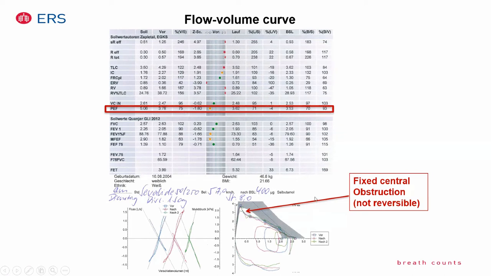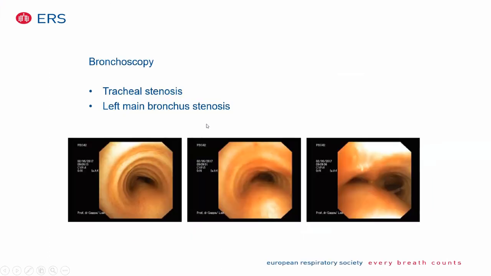Now this raises the suspicion that there is something different going on. Asthma suspected, but fixed central airway obstruction, no hyperreactivity, no reversibility, and this girl underwent bronchoscopy to look for differential diagnosis of difficult asthma, and indeed she had tracheal and left main bronchostenosis on this flexible bronchoscopy.